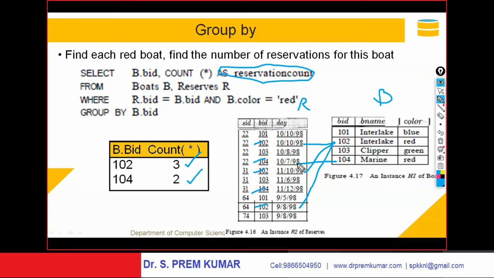104 got connected with this 104. Fine. Now what happens? Group by boat ID.